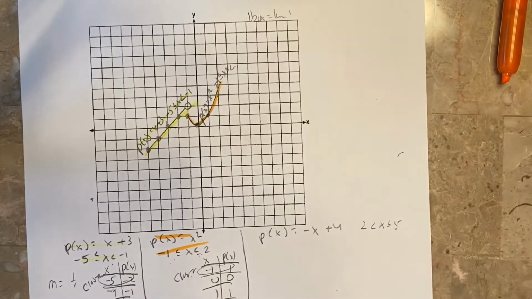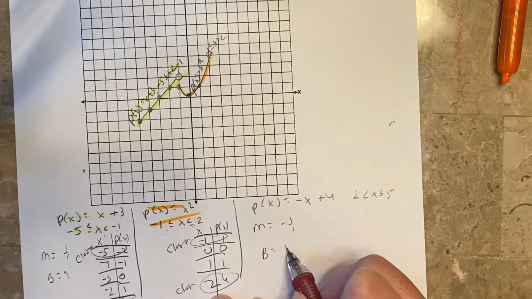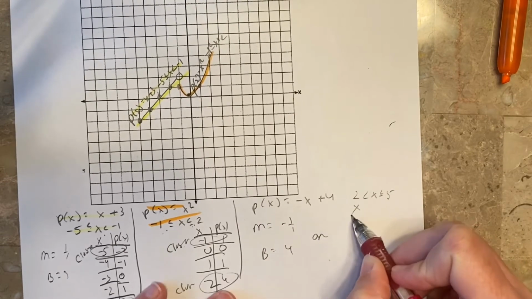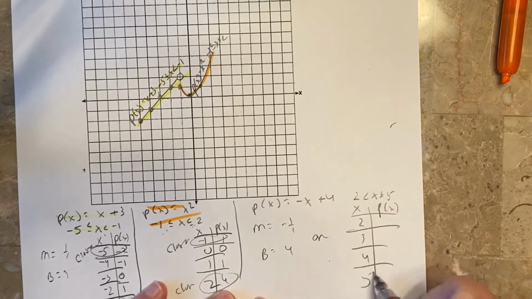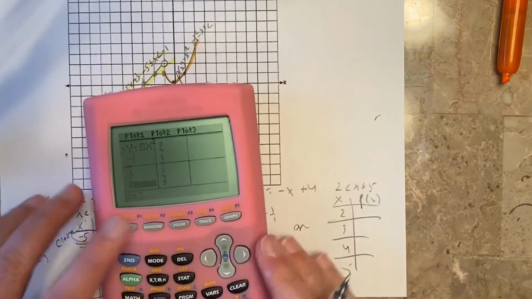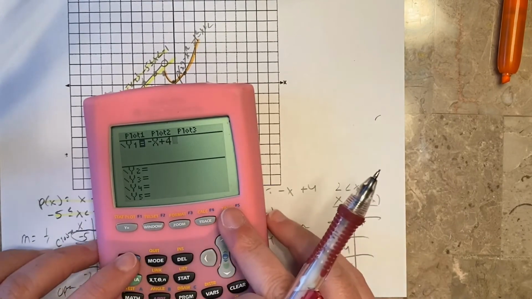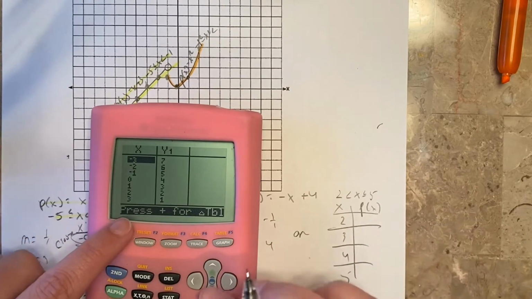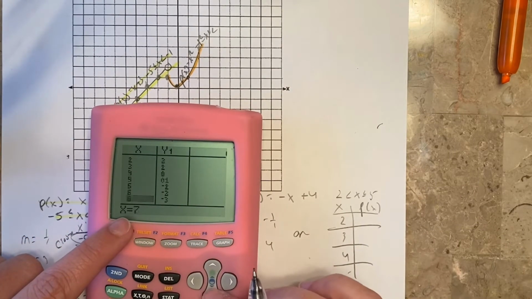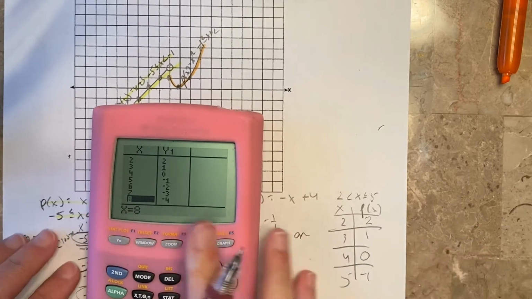Okay, done. Next, we have another m and b. So m is -1 and the y-intercept is 4. Or again, you could do the table, which I'm going to do again, 2, 3, 4, 5, because I think it's just a little bit easier. So y = -x + 4. Going to go to the table, and we're going to go from 2 to 5. So 2, 1, 0, and -1.